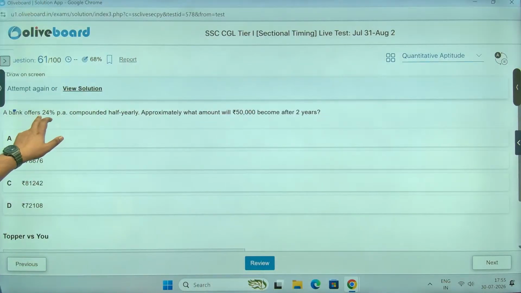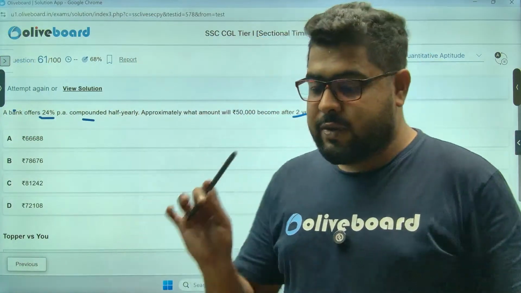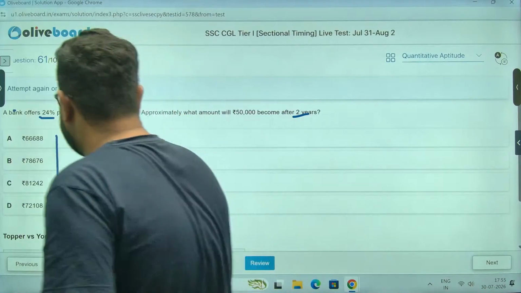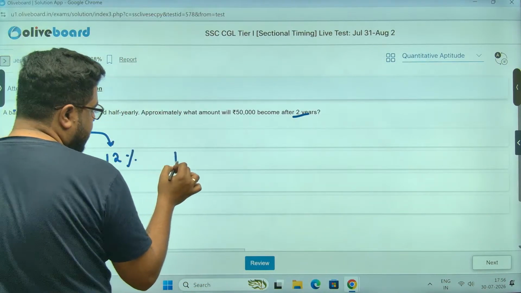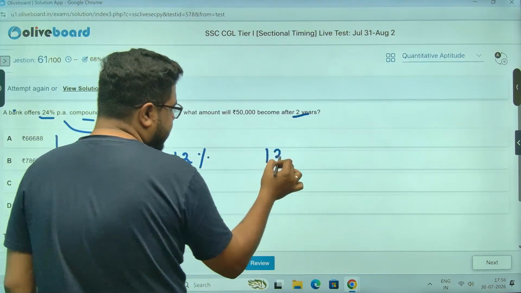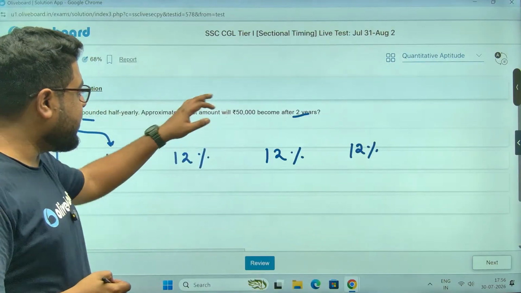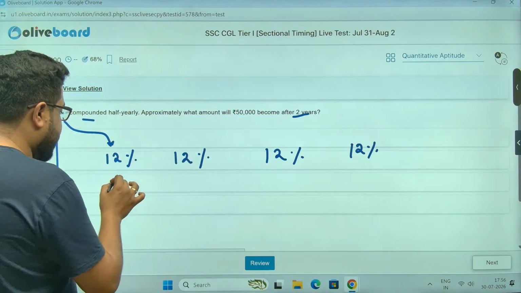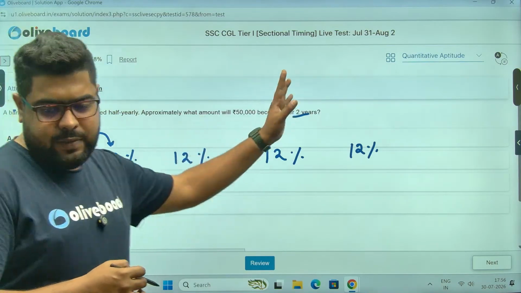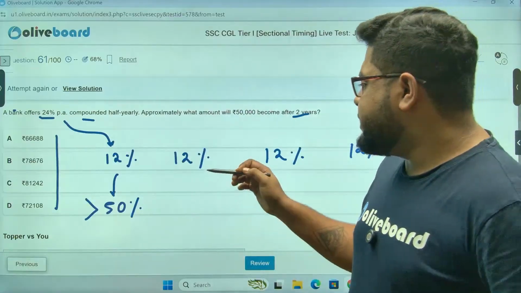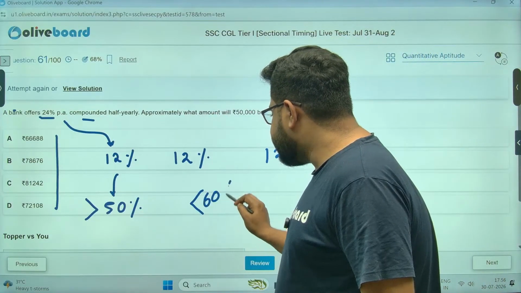A bank offers 24% half yearly, 2 years. Again, I'll not calculate, use the idea. Look at the options. Acha sir. That means this is 12%, 12%, 12%, 12%. 4 times 12% because half yearly 2 years. Sir, if you look at this, this will be 50% greater. If I apply AB theorem 3 times, my rate of interest will be greater than 50%, but less than 60%. 60% is too much.